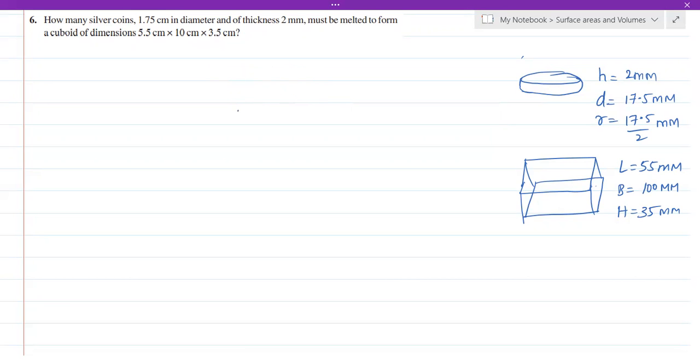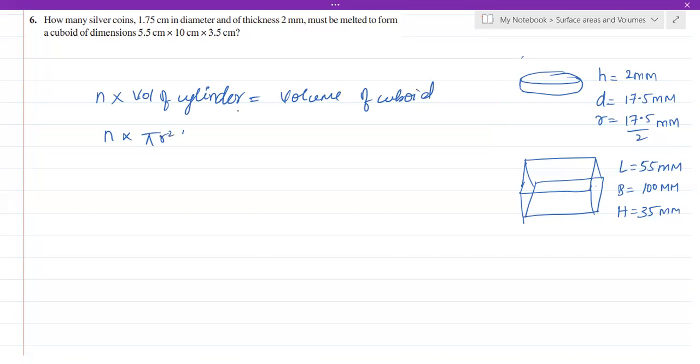Here we know that the coin shape, that is the cylindrical shape, is converted into a cuboid. And we don't have one coin, we have a number of coins. We don't know how many coins exactly we have. So let's take it as n. So n into volume of cylinder will be equal to volume of cuboid. Volume of cylinder is pi r square h. That will be equal to volume of cuboid, capital L into capital B into capital H.